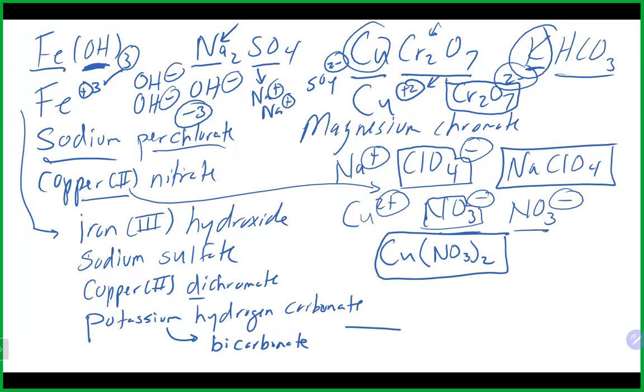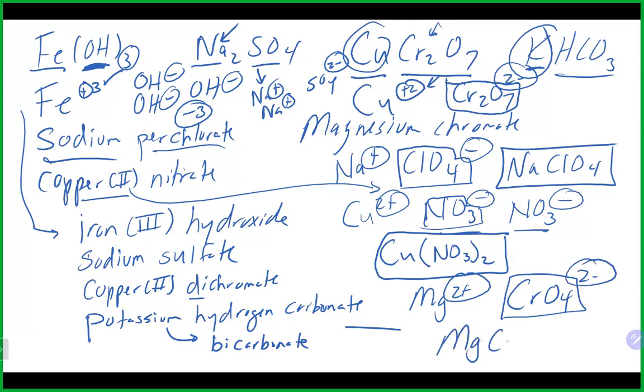Again, that tells us we have 2 of the nitrate units to balance out the copper with a +2 charge. Lastly here, magnesium chromate. Magnesium is a +2, chromate is CrO4 2-. So in this particular case, +2 and -2, we actually just need 1 of each, and we'll get MgCrO4, magnesium chromate.